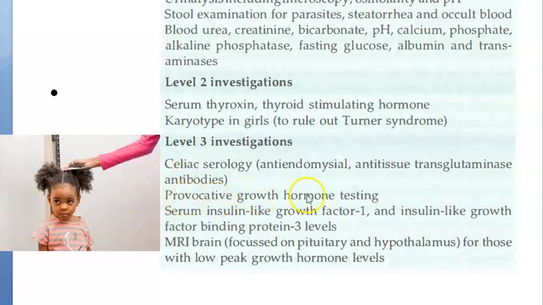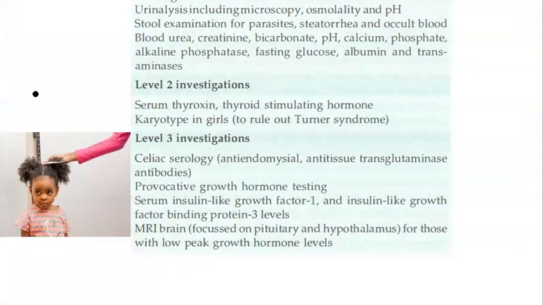Okay, provocative growth hormone testing. So you will give something and check how the body is processing it, right? Serum insulin-like growth factor binding protein 3 levels. So you'll check insulin-like growth factor. MRI of the brain you will do to check for the pituitary and the hypothalamus. So if you have some pituitary adenoma or some pituitary problem, they can check, okay? If there are low peak growth hormone levels, okay?